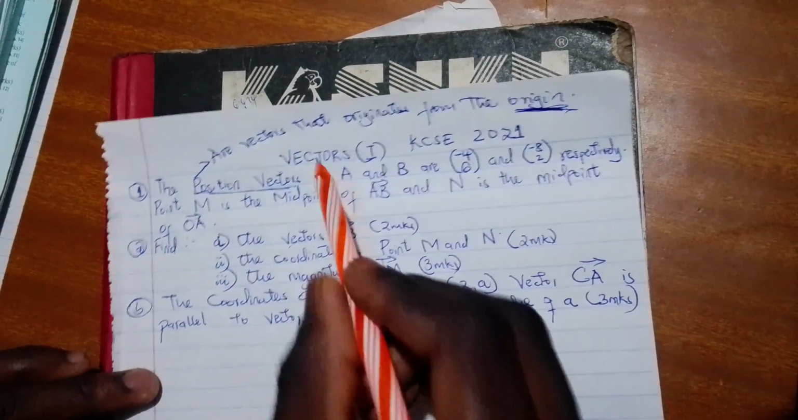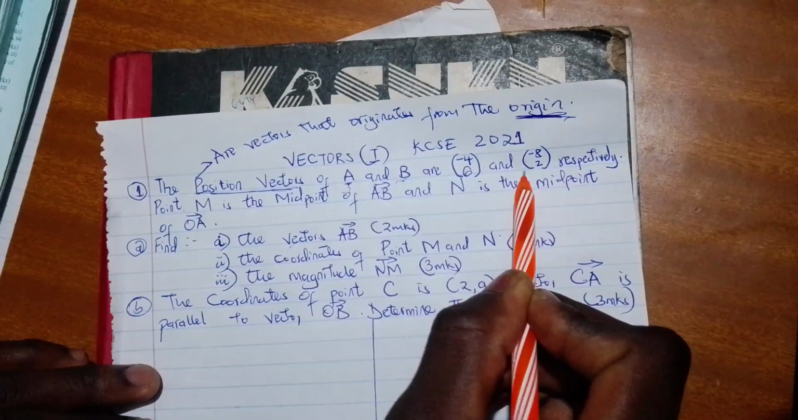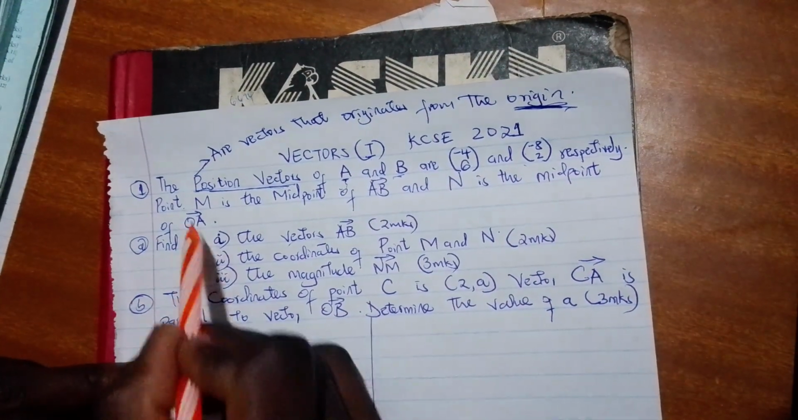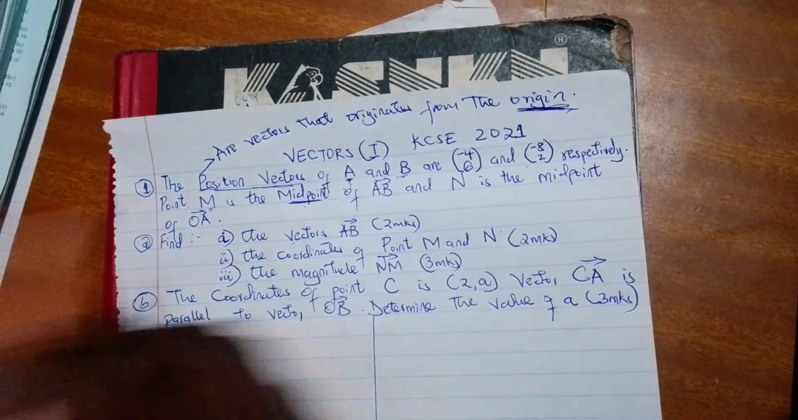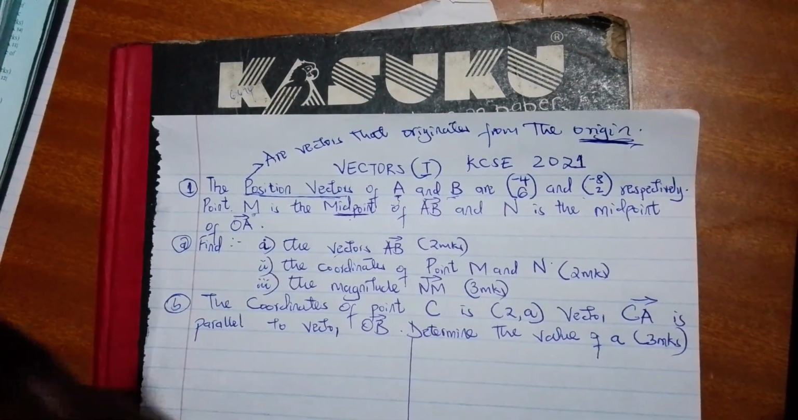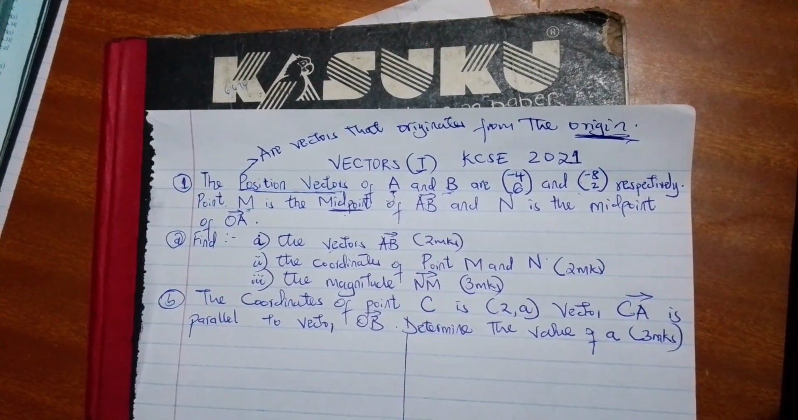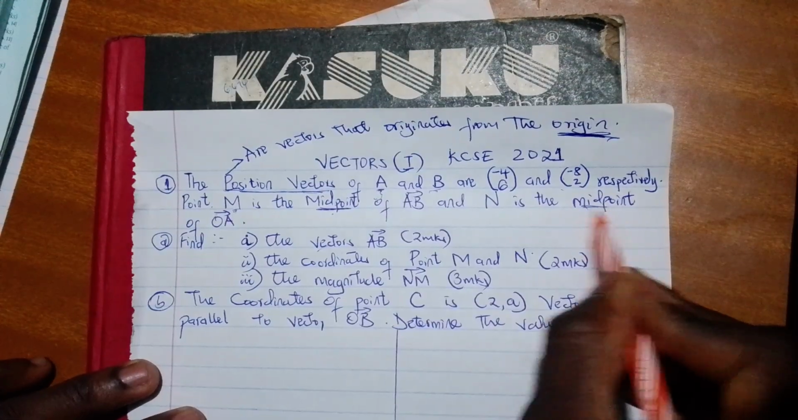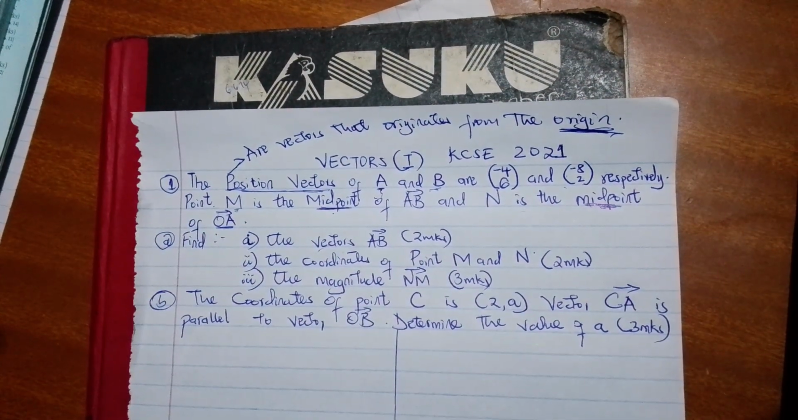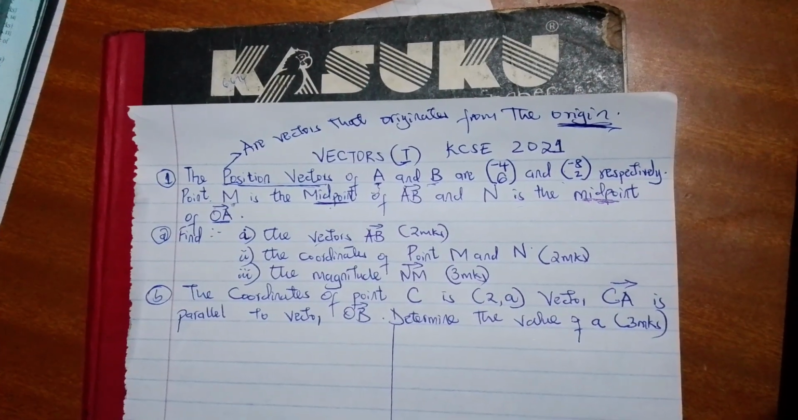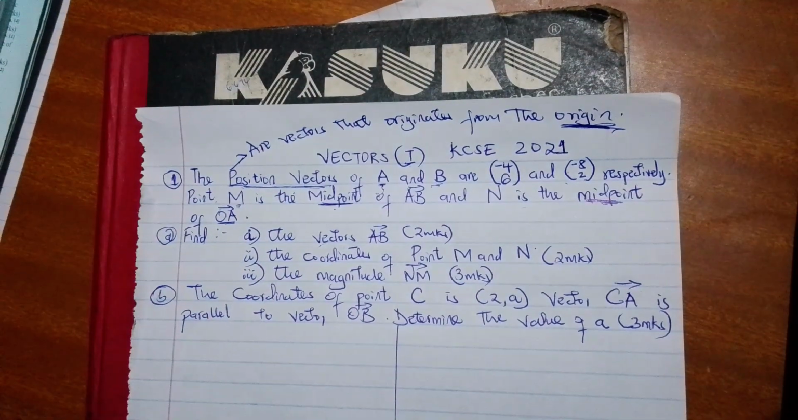So the position vectors of A and B are -4, 6 and -8, 2 respectively. Point M is the midpoint. Very important: if something is a midpoint of a line, then it divides that line in the ratio 1 to 1. And N is the midpoint of OA, so N also divides that line OA in the ratio 1 to 1. O is there because these are position vectors. They are vectors that originate from the origin.